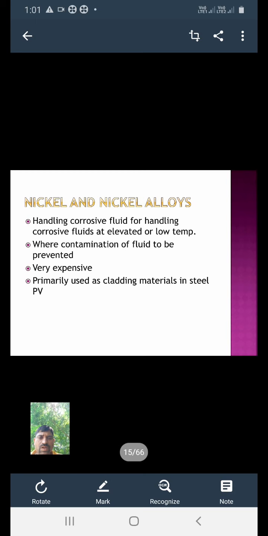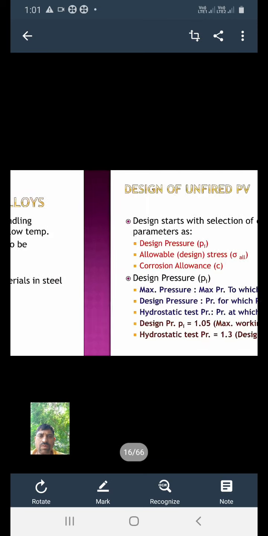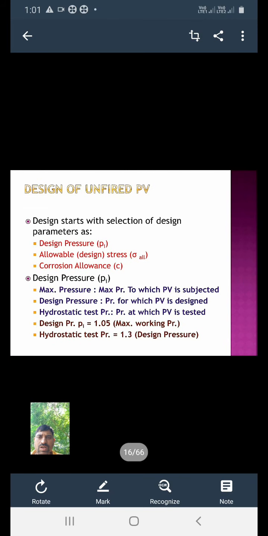They are primarily used as a cladding material in a steel pressure vessel. Remember that we are using cladding material in a steel pressure vessel. You should remember the properties of the material, then with the help of those material properties you can choose the material for the unfired pressure vessel.